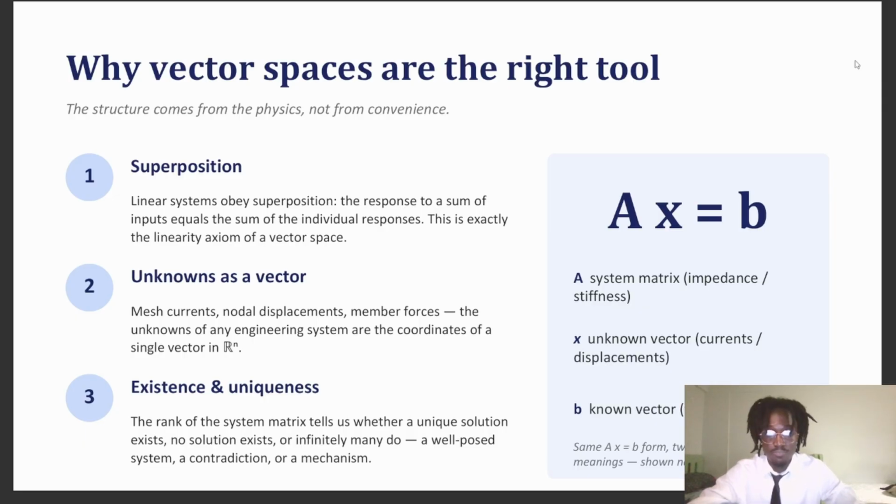Then there is existence and uniqueness. The rank is the number of pivot points in a matrix. Let's see whether there is a pivot in each column, meaning there's a unique solution, or whether there are no solutions, or infinitely many when there is a free variable. If you look at the right, we have the system matrix A, which is impedance in electrical analysis and stiffness in nodal displacements. The unknown vectors are the currents and the displacements. The known vectors are the voltages and the loads.